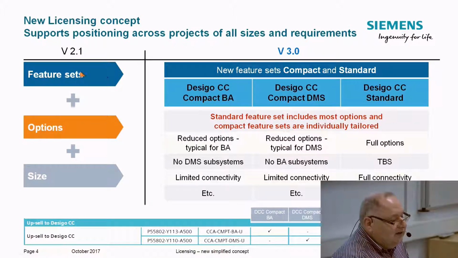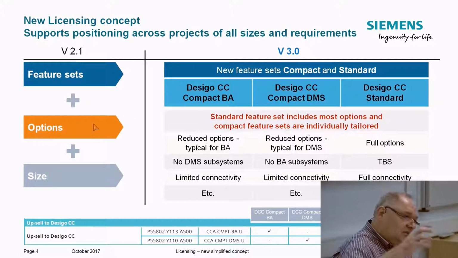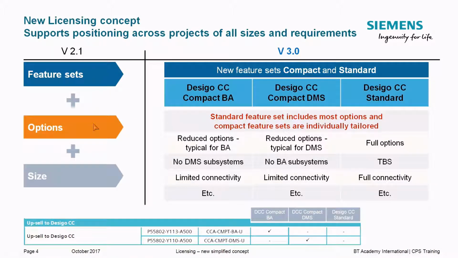So we had different feature sets here. And then you were able to add options to it, which were not included in the feature sets, and then the sizing, so data points, the different data points dependent on the subsystem. In version 3, we now have three feature sets. There's the standard one and two compacts, a building automation compact and then a DMS compact feature set.